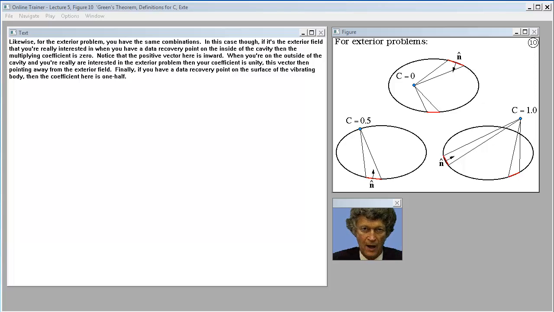Likewise, for the exterior problem, you have the same combinations. In this case, if it's the exterior field that you're really interested in, when you have a data recovery point on the inside of the cavity, then the multiplying coefficient is 0. Notice that the positive direction here is inward. When you're on the outside of the cavity and you really are interested in the exterior problem, then your coefficient is unity, with this vector pointing away from the exterior field. Finally, if you have a data recovery point on the surface of the vibrating body, then the coefficient here is 1/2.